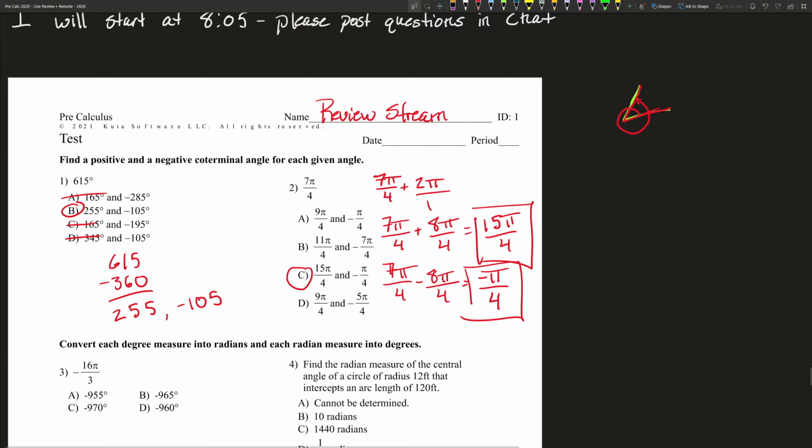Easy enough. Again, coterminal is just one rotation past or one rotation before the given angle, or multiples, but I'm not really worried about that. I could add like 16 pi to this and it'd be the same thing, but that's well past what I want. So just adding 360 or subtracting 360.